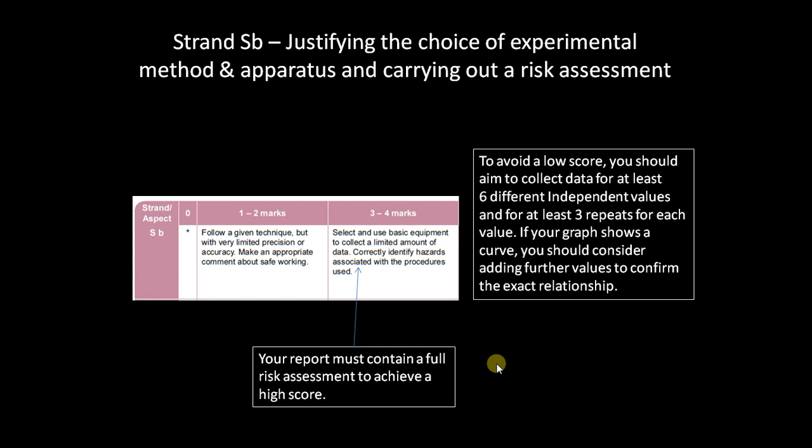Now as you collect your data, it's a really good idea to sketch out a rough graph. Now, if it looks like the relationship isn't a linear one, so you're not getting a straight line, you're getting some kind of curve, now it's a good idea to extend your investigation so that you have perhaps 8 or 9 different independent values just to determine exactly where that curve goes.